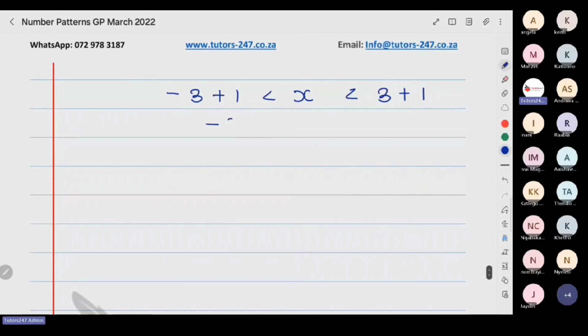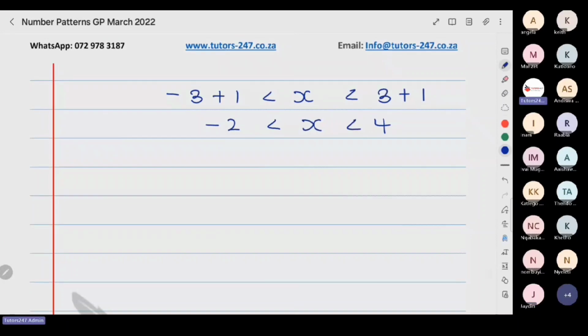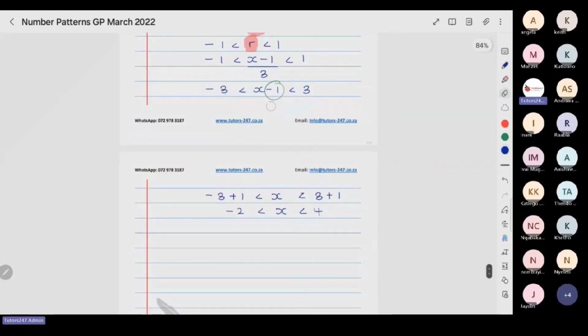So that is now going to give us -3 + 1 < x < 3 + 1. We now know that x is between -2 and 4. So the possible values of x are between -2 and 4. Please take note that there's no equal to sign as well. That means that it's not at -2, nor is it at +4. It is between those values.